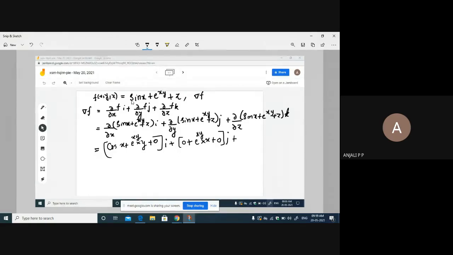j plus ∂/∂z of sin x plus e raised to xy plus z. With respect to z, this term is constant because there is no z, and this term is also constant because here also there is no z. Then the last one, z: the derivative of z is 1. So the answer is (cos x plus y e raised to xy) i plus x e raised to xy j plus k. This is the gradient.